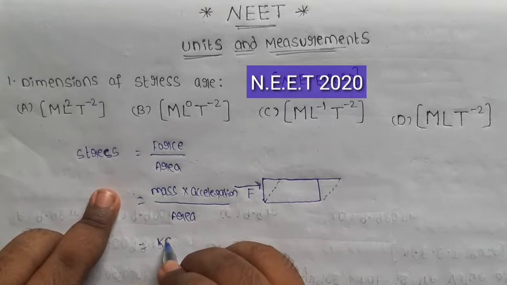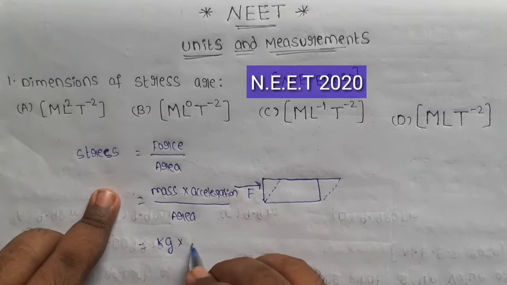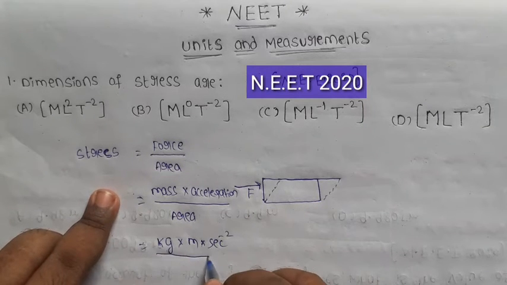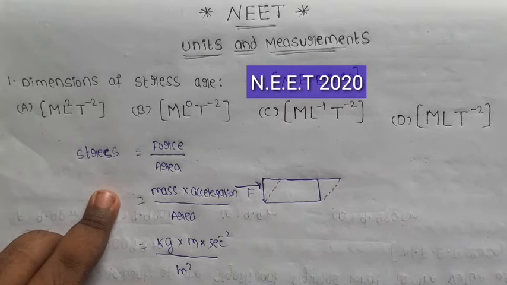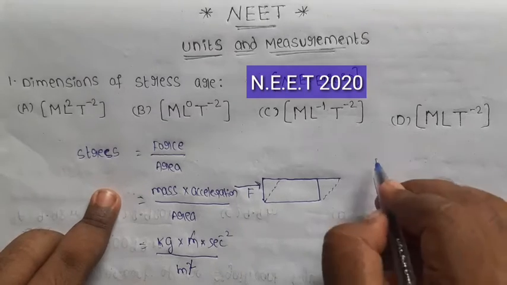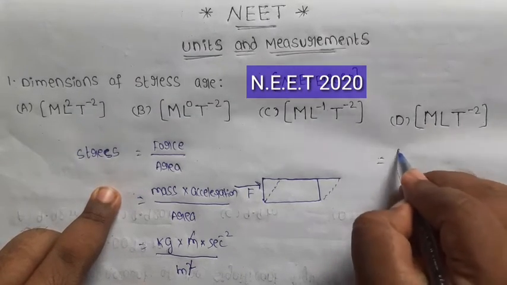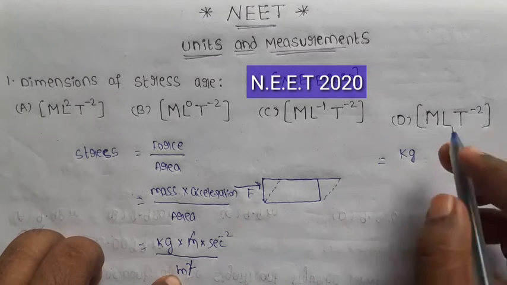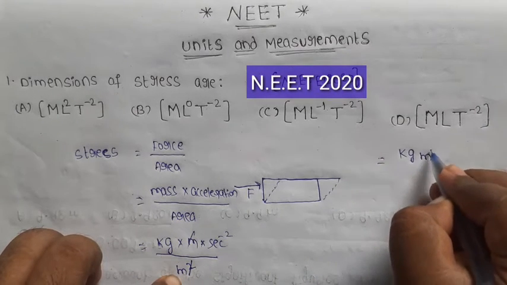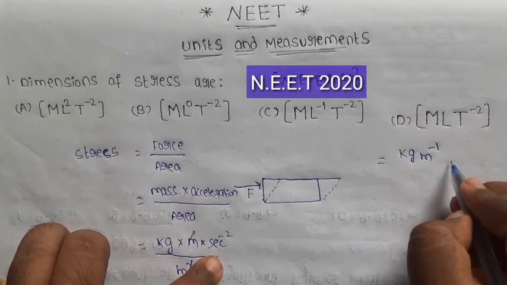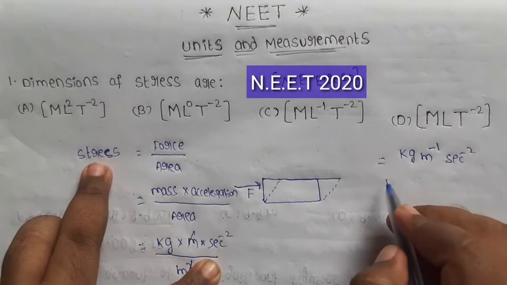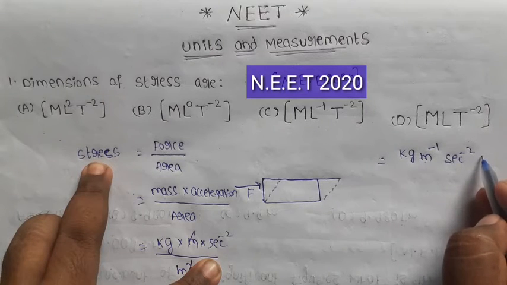In case of SI unit, kg. Acceleration is meter second power minus 2, by area, which is meter square. Here m gets cancelled. So kg, here m is there, it comes into the numerator, so it becomes kg m power minus 1 second power minus 2. This is the SI unit of the stress.